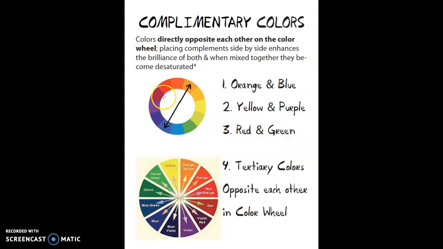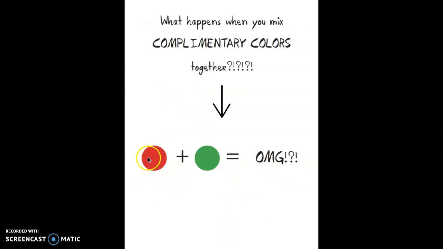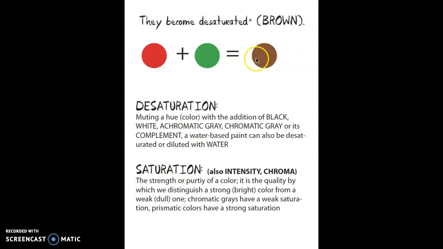Think about also these lovely yellow greens and some purple reds. Those can also be complementary colors as well. What happens when we take two complementary colors, red and green, and we mix them together? OMG, what happens? You're going to create a brown, and you're creating a desaturated color when you mix two complements together.